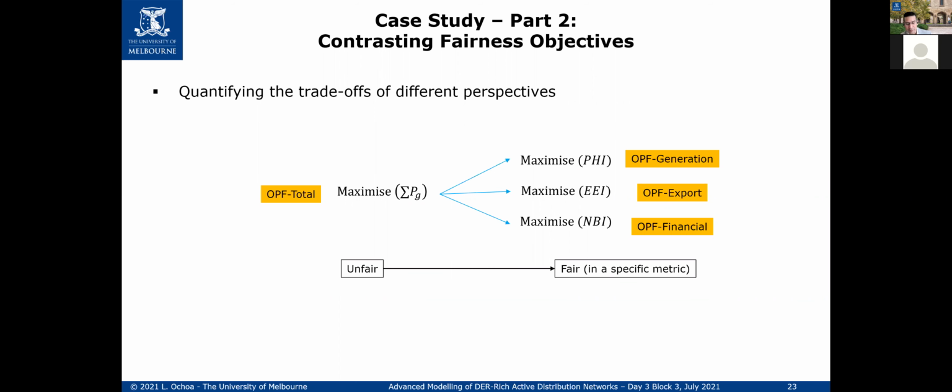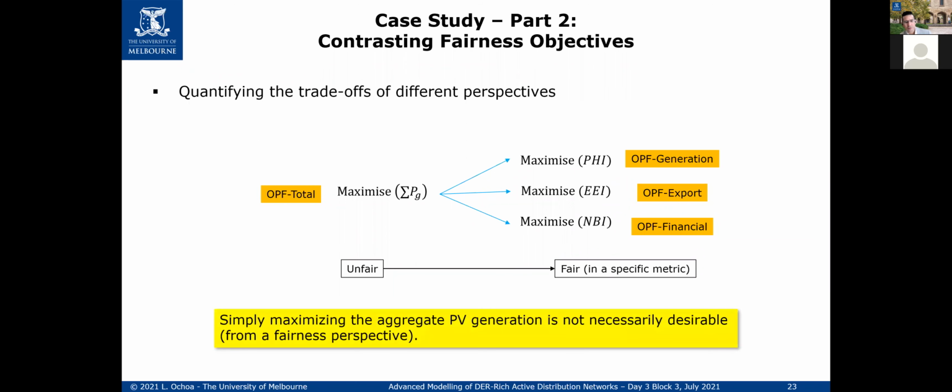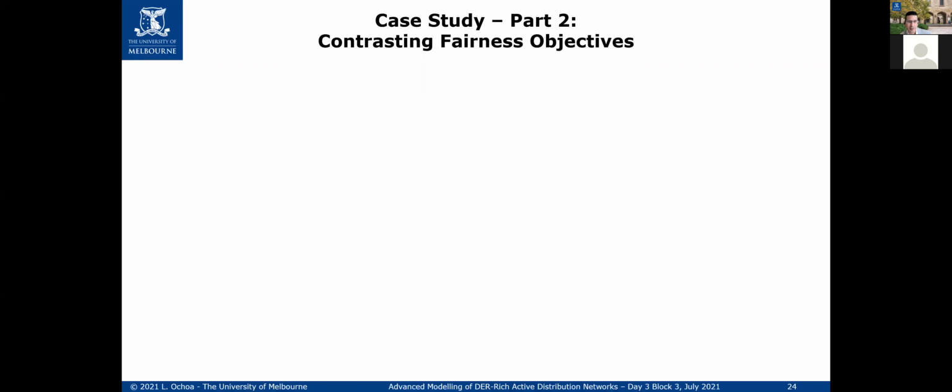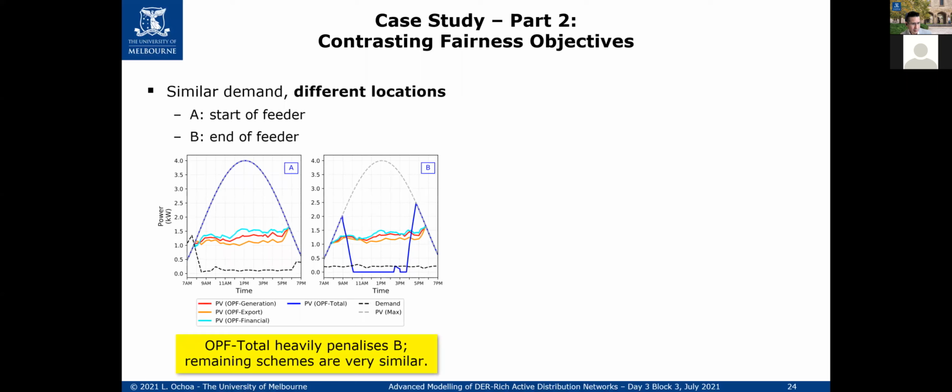Because what is fair at the end of the day? If we simply maximize the aggregate PV generation, it's not necessarily desirable, right? But at the same time, if we say let's do it from a fairness perspective, which one? Is it the economic perspective? Is it the export perspective? Is it the generation perspective? What we need to understand is that, depending on the different locations for a similar demand, you will have different effects, all right?